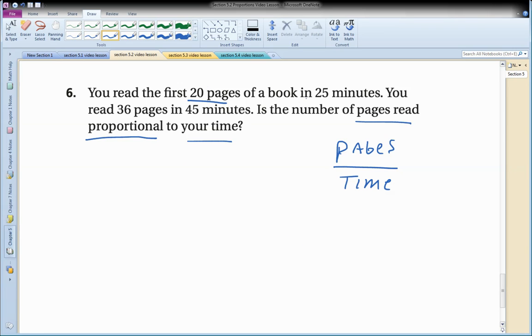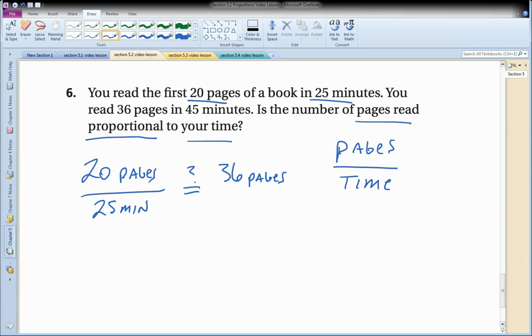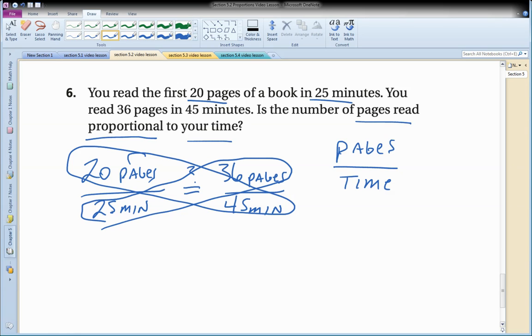So here's information I know. I read 20 pages, and I read that in 25 minutes. I want to know, is that proportional to, or does it equal, reading 36 pages in 45 minutes? Here's where the cross products property becomes really handy, especially if you have a calculator. Now I can just multiply two numbers together and see if it equals the product of the other two numbers. So 20 times 45, does that equal 25 times 36?